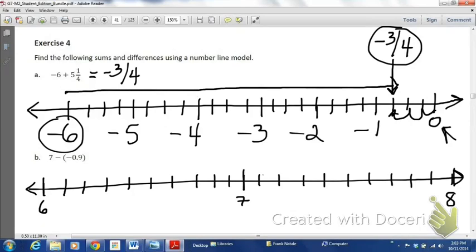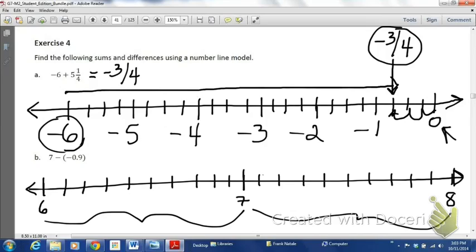Okay, so for letter B here, I saw that I had 7, and then the second number is only 9/10. I didn't really need a number line that had a wide variation of numbers, but I did want to account for the tenths. So I decided to go ahead and create tenths in between the numbers here, the integers. All right, so I did that.